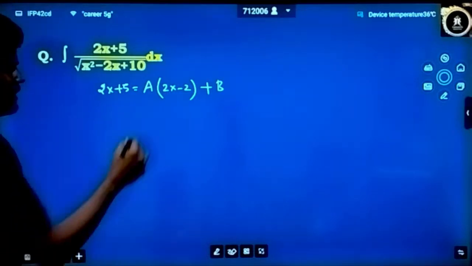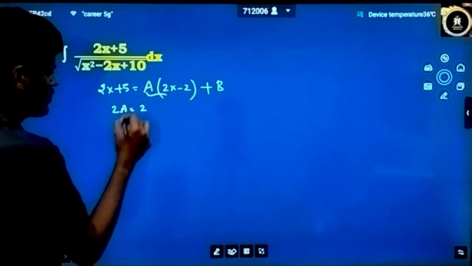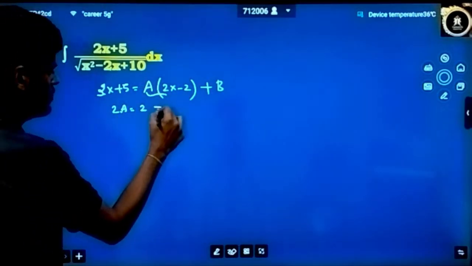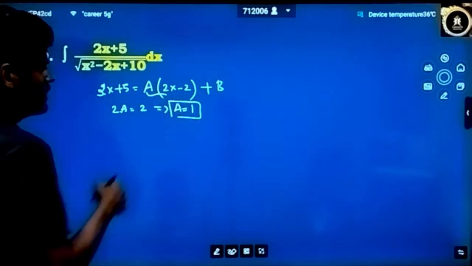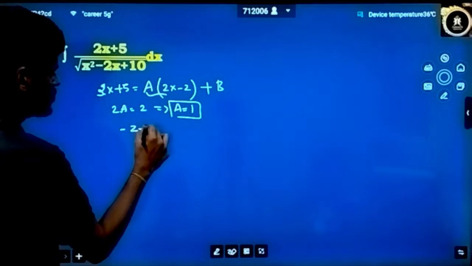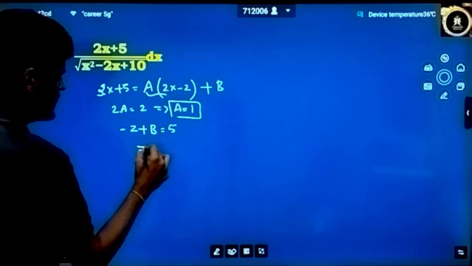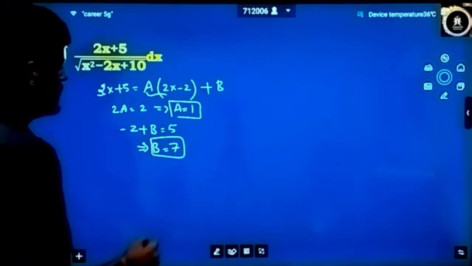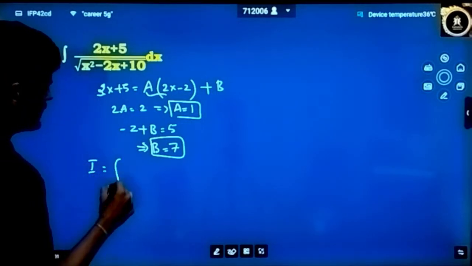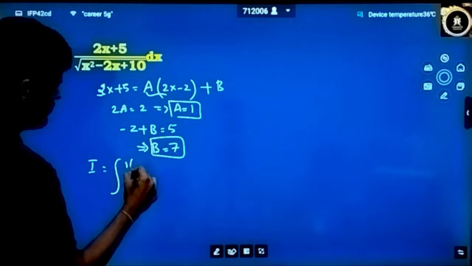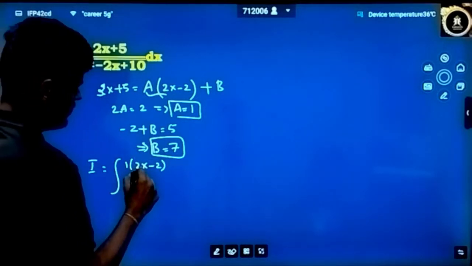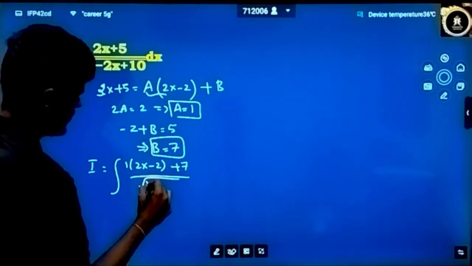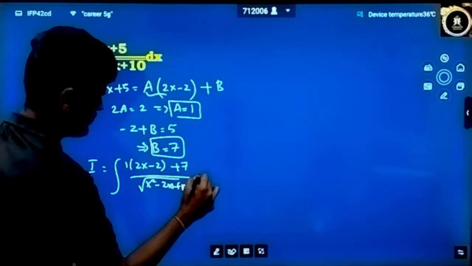Next, what is the step? Compare the coefficients of a and b. Here 2ax equal to 2x, that means 2a equal to 2, which means a will be 1. Similarly, when a is equal to 1, we get minus 2 plus b equal to 5, which means b is equal to 7. So now we get the a and b values. That means the integral will become the integral of 1 into 2x minus 2 plus 7 divided by the denominator square root of x square minus 2x plus 10 dx.